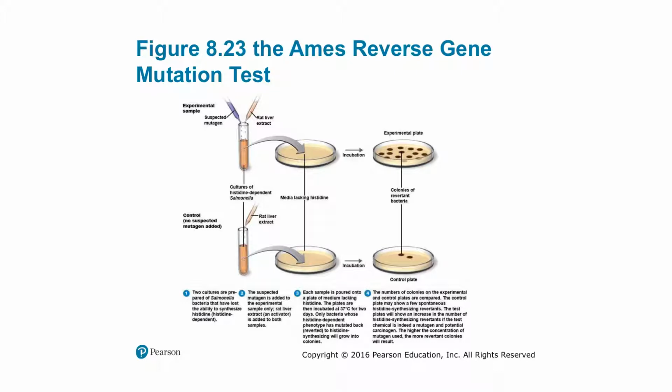It's going to be the rat liver extract. But then, each sample is poured into the plate, and the medium lacking histidine, and the plates are then incubated at 37 degrees Celsius. And so then, once you put the mutagen in there for the experimental one, you'll see it grows a lot more than the control plate.